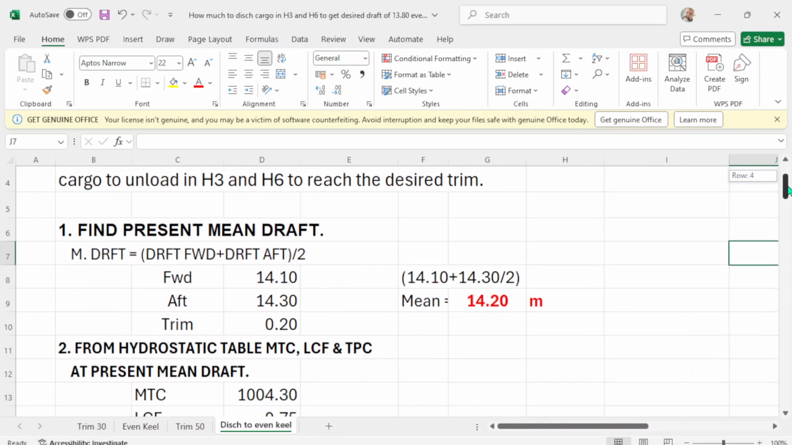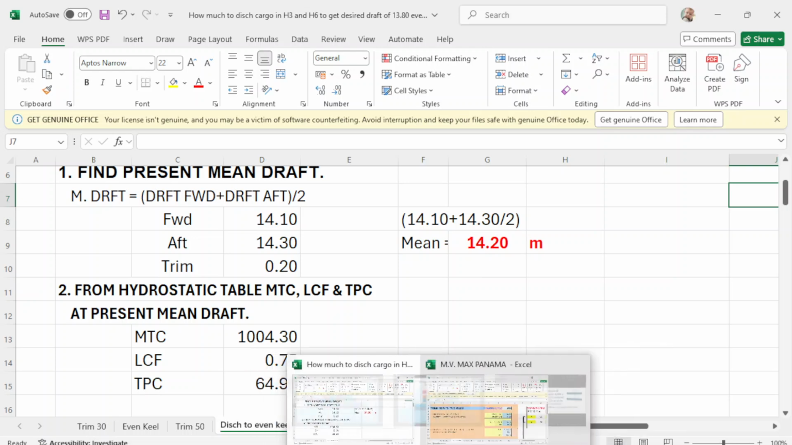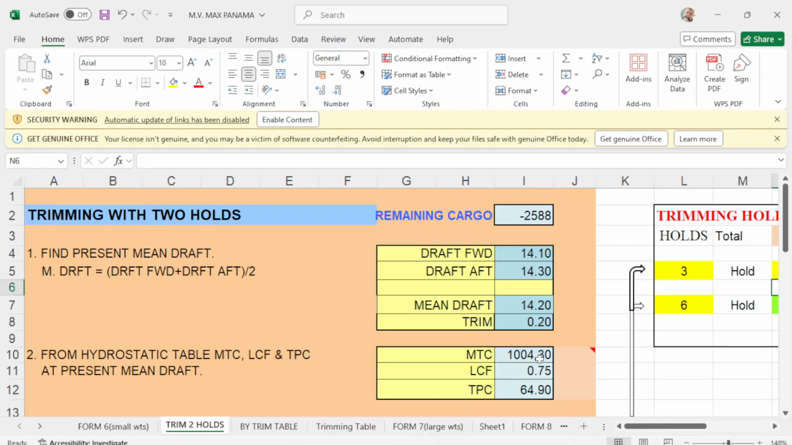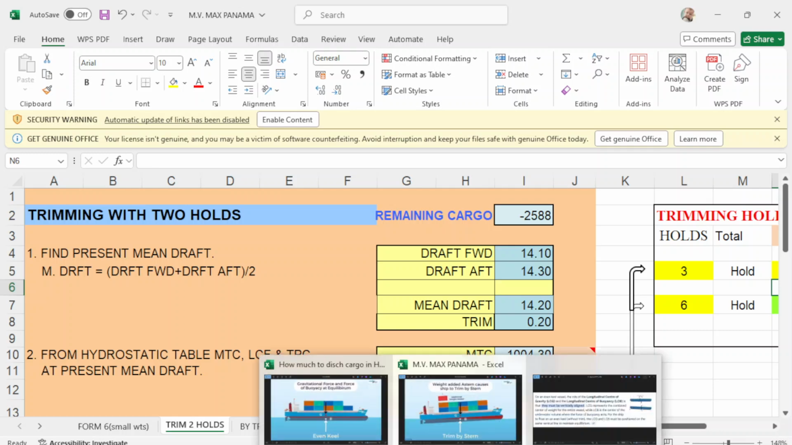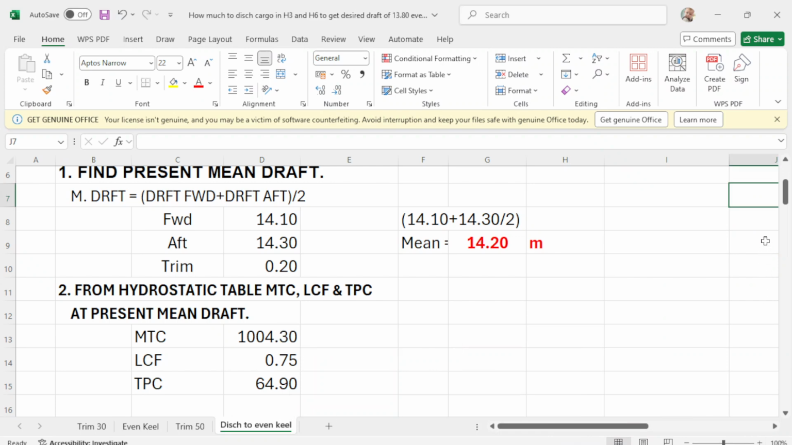So we go now to number 2. With this main drop, you have to find your MTC, LCF, and TPC, which is the same in the program. Okay, your TPC, LCF, MTC is the same. Then we go to the next, number 3.